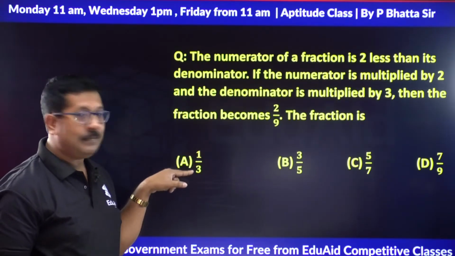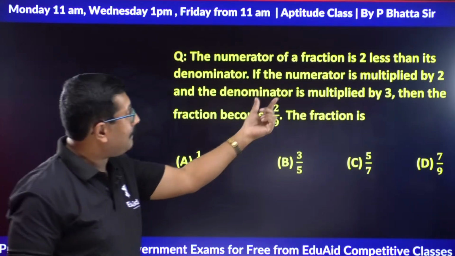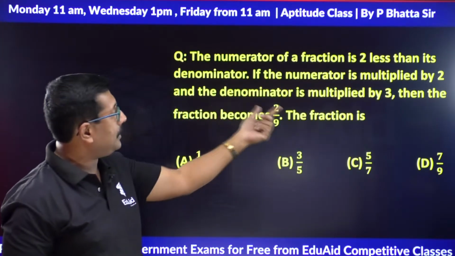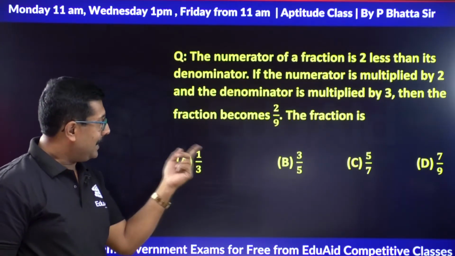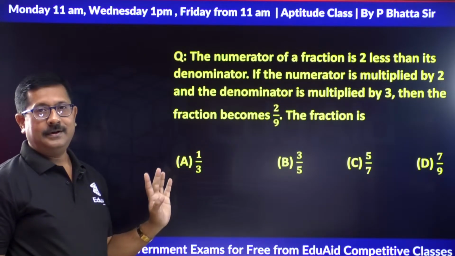That means the fraction becomes 2 by 9, and it is already given that after multiplying the numerator by 2 and the denominator by 3, the fraction should be 2 by 9, which is satisfied by this option. That means A is the correct option.